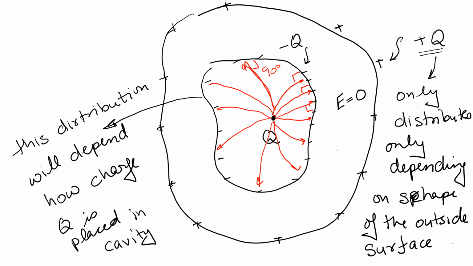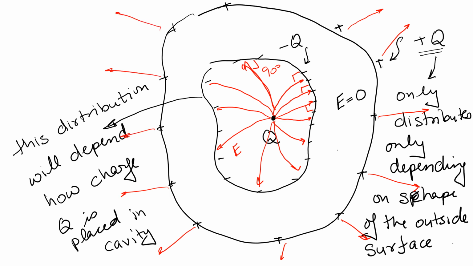There is going to be electric field inside, and because I have charge sitting on the outside surface, there is going to be electric field which is going to be created outside too. There is electric field created outside when the charge is inside the cavity. This is the difference between a charge sitting outside and inside.